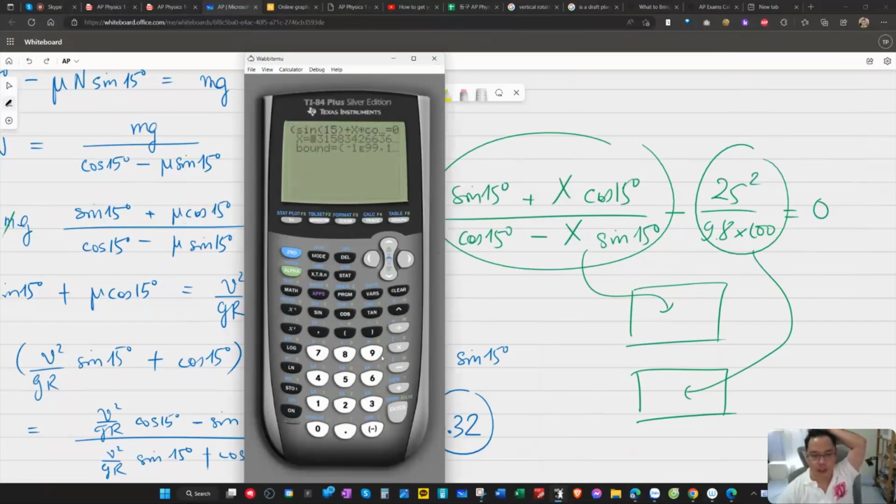Okay, this is the equation. Now I need to guess a solution. I can guess like 0.1 or 0.2, which are the common, popular values for the coefficient of friction. That is a requirement for the calculator: guess a solution. So 0.2, 0.1 or something, and then alpha, and here is the solution, 0.358.